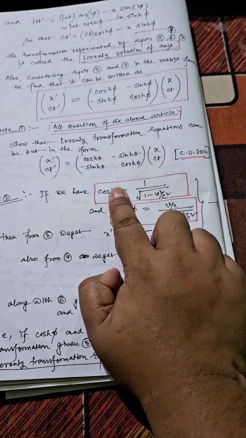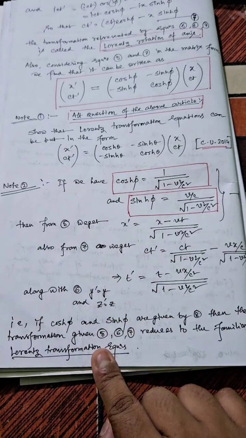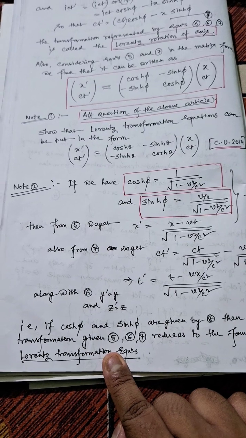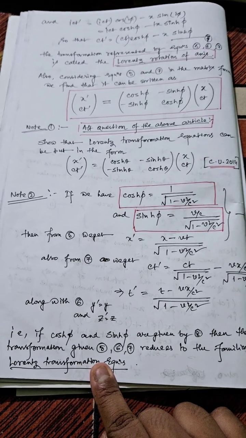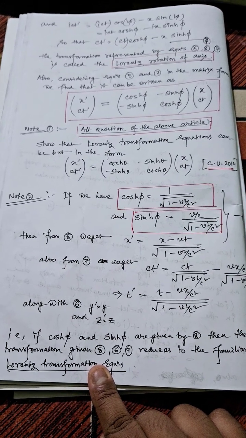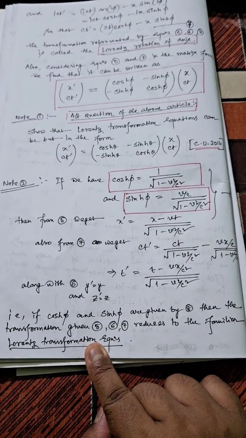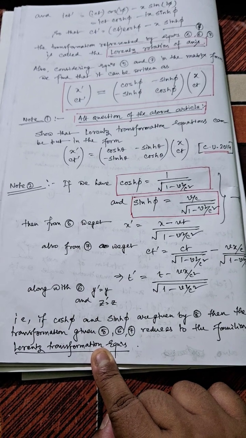So if we choose cosh phi and sinh phi like this, then we can see the modified structure reduces to the familiar Lorentz transformation. So in this article we have discussed the impact of rotation on Lorentz transformation equations, and from the examination point of view this article is very important, and hopefully in this video you will find your desired answer. Thank you.